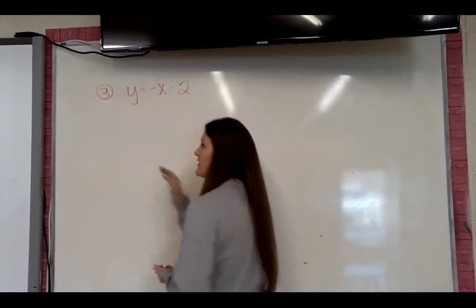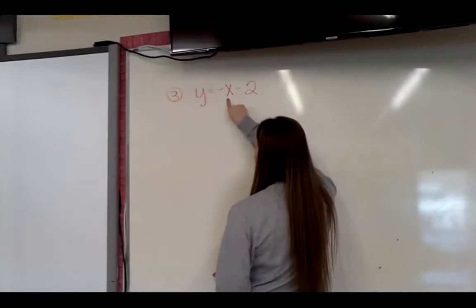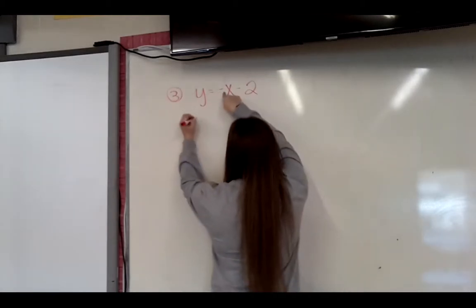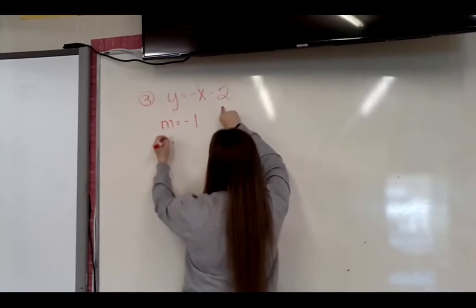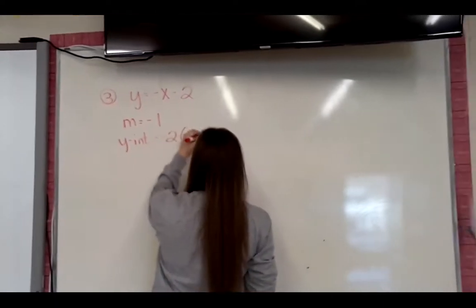Number 3 tells us to graph using your slope and y-intercept. So first, let's identify those. It's in the right form, y equals. My slope is what's attached to the x, that's 1x there, so my slope is negative 1. My y-intercept is negative 2, which is the point 0, negative 2.